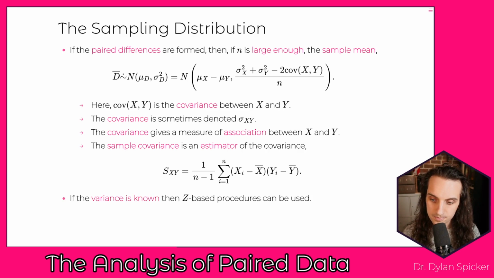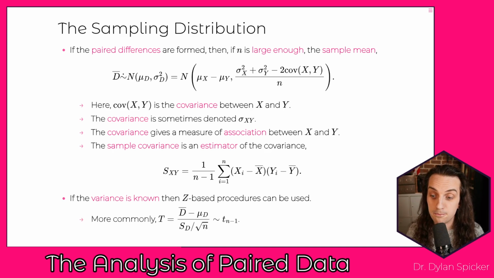Now, if we happen to know this variance or all of the components of this variance, then we can use a z-based procedure because it's a normal distribution with a known variance. More commonly, we're not going to actually know the variance, and so instead what we're going to want to do is use a standardized t statistic, right? So we can take our t-score here, which is our sample mean, subtract off the true mean, divide that by the estimated standard error. So SD here is going to be the estimated version of this variance.